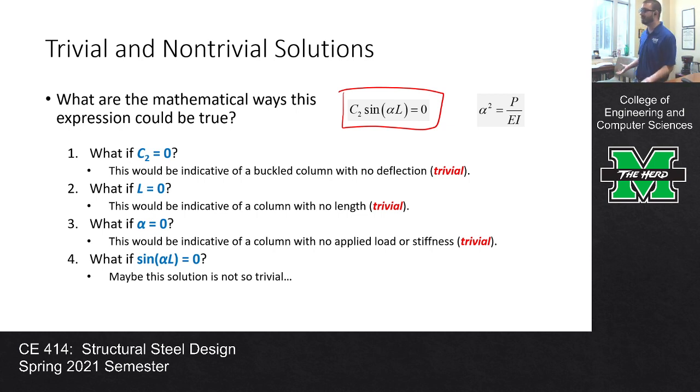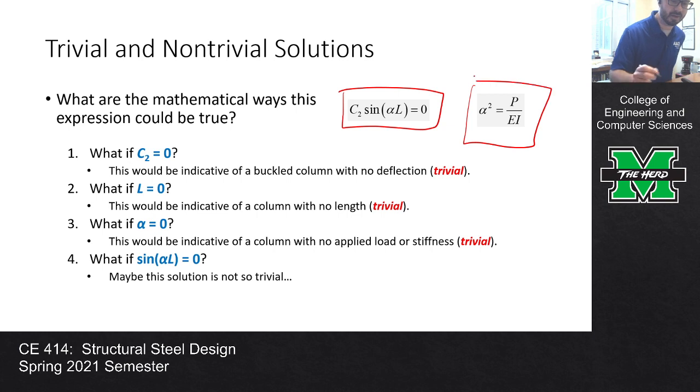That doesn't make sense. Here's the column. It has some length to it. It's not L equals 0, so that doesn't make sense either. That's a trivial solution. What about alpha? What if alpha equals 0? Well, this is the term for alpha. If alpha is 0, you'd have a column with no applied load or maybe you'd have an issue with stiffness. That doesn't make sense either.